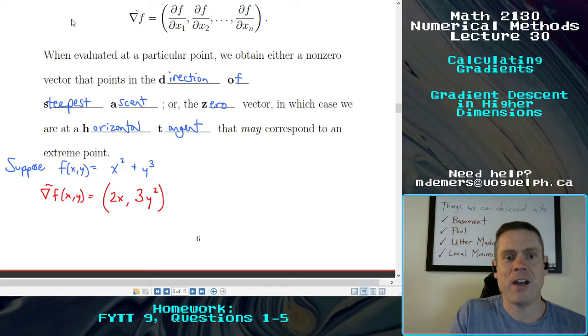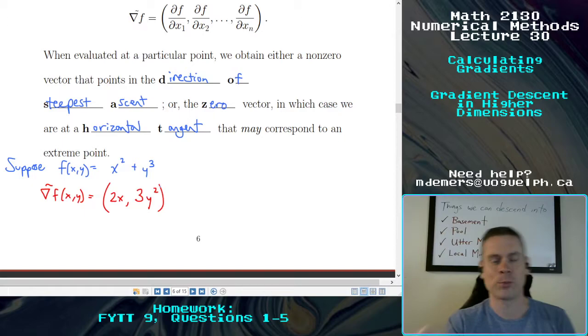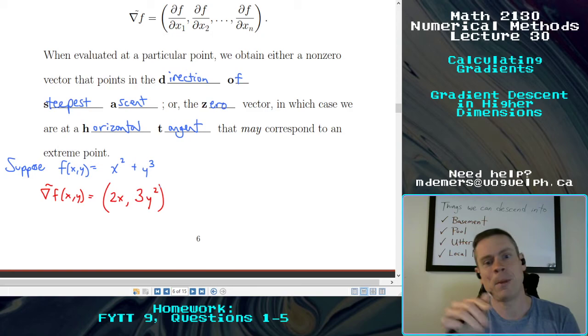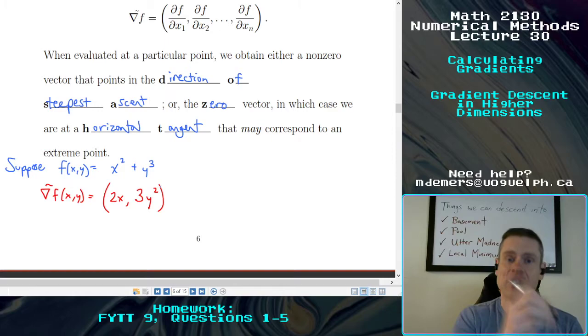I don't have any idea what this function looks like, so I just made it up off the top of my head, right? It looks like, with y, it increases like a cubic. As y gets very large and positive, it grows really big. As y gets really big and negative, you're subtracting off something very, very big, so it's going to fall off. But in x, it behaves kind of like a parabola, right? As x increases negatively or positively, the surface is going to increase either way. The gradient, this vector of partial derivatives, is given by 2x and 3y squared.